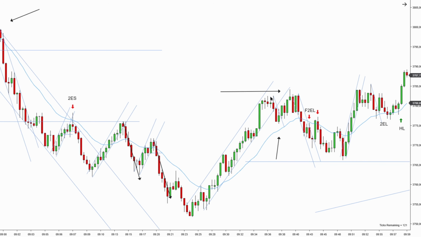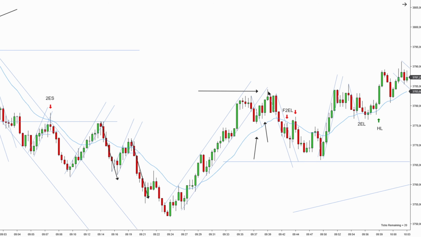So what am I looking for? A second entry long, two-legged pullback, preferably closing near the EMA. I would want to see first leg down, pullback, second leg down here, but that never formed. Market just created a move up, and we had a new high form, which indicated the bullish uptrend played out.